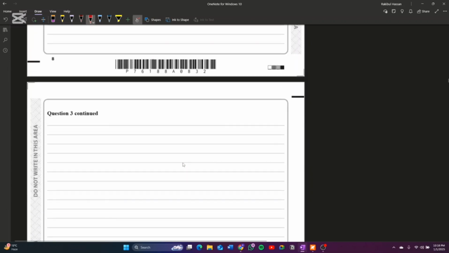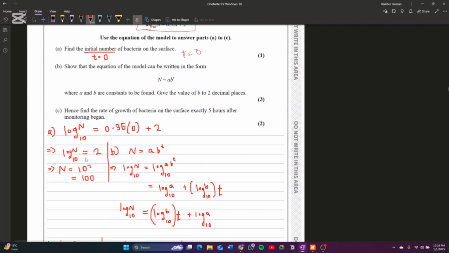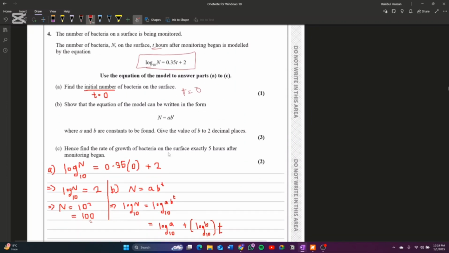Now moving on to the next question, we have number 4. The number of bacteria on a surface is being monitored. The number of bacteria n on the surface t hours after monitoring began is modeled by this equation. Find the initial number of bacteria on the surface. If we're asked to find the initial number, that means when time is 0. Therefore, we just put t equal to 0, and then we have log to the base of 10 of n equals 2, and therefore n equals 100. This is our answer to A.